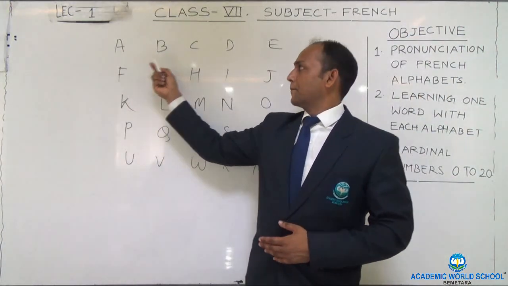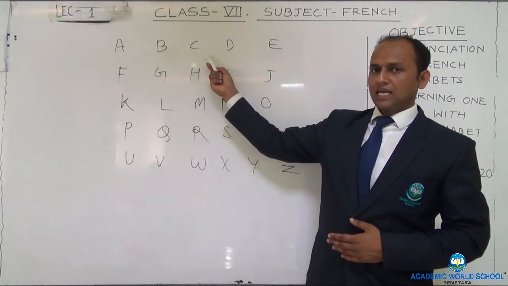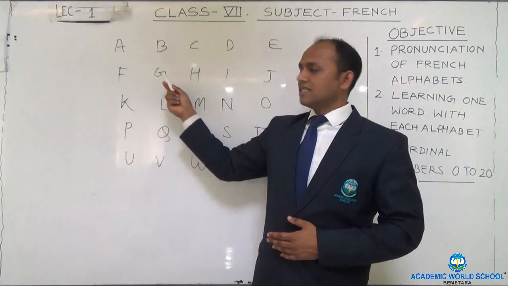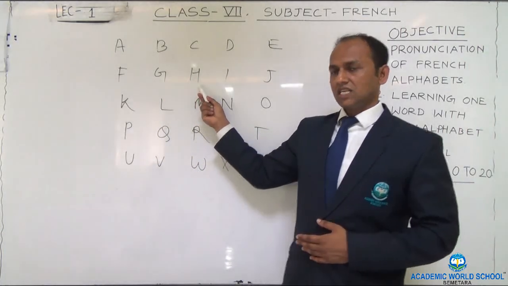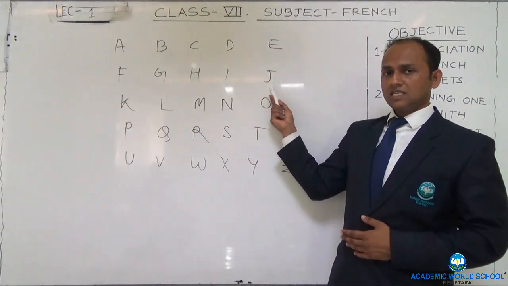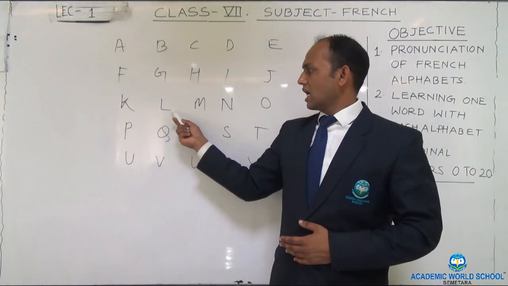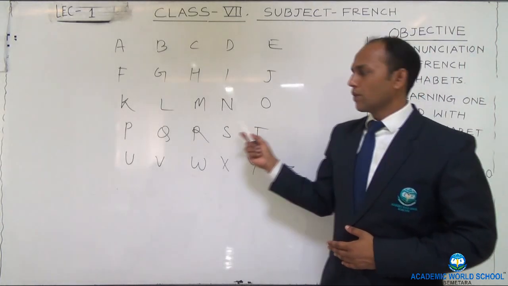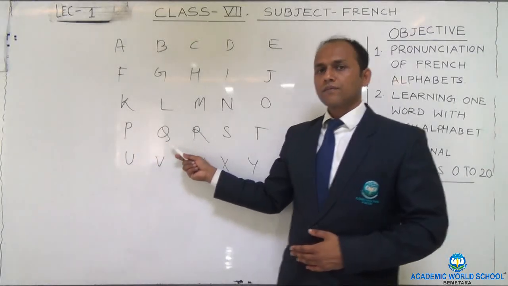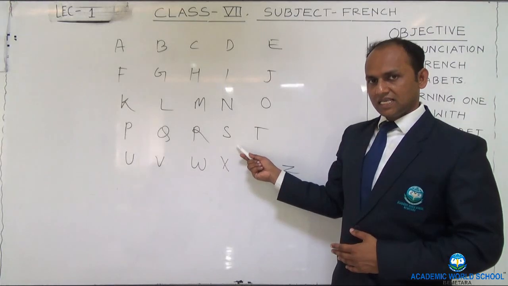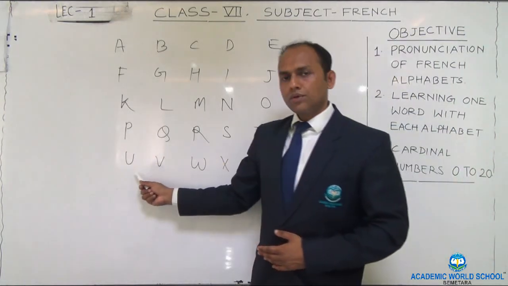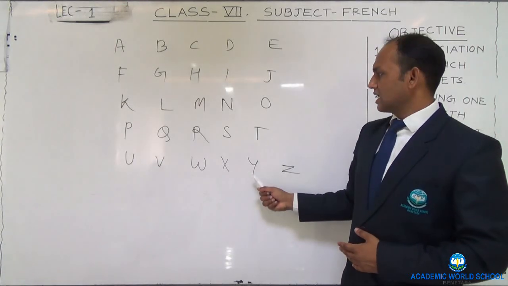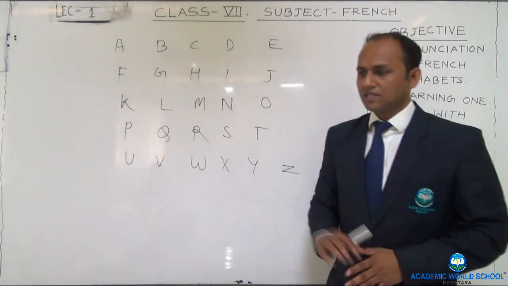Alright, quickly again once more. A, B, C, D, E, F, G, H, I, J, K, L, M, N, O, P, Q, R, S, T, U, V, W, X, Y, Z. Alright, this was the pronunciation.